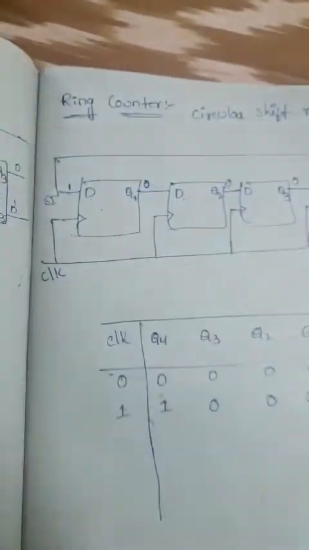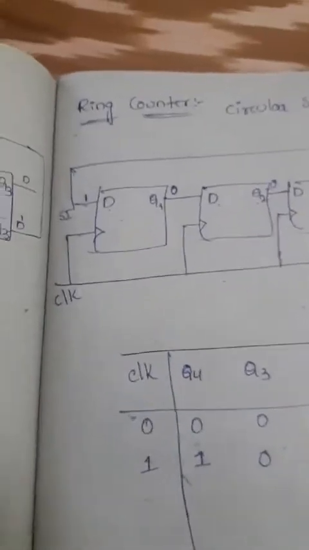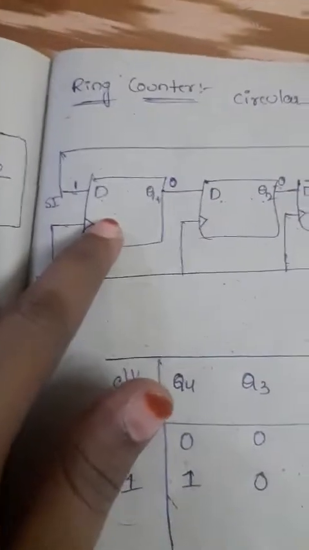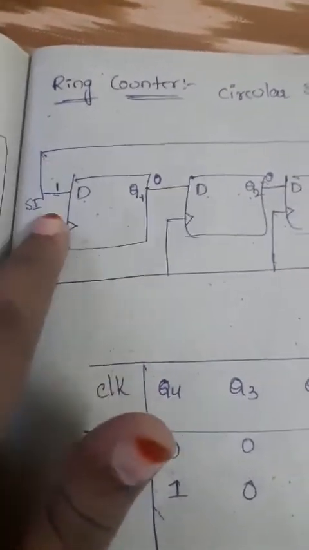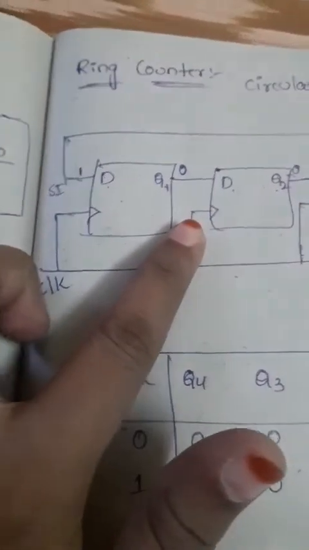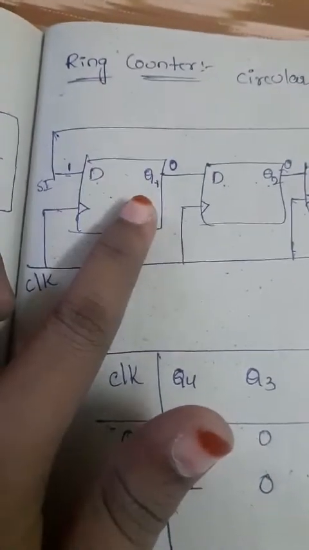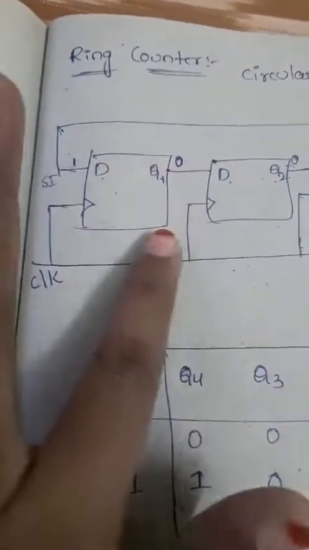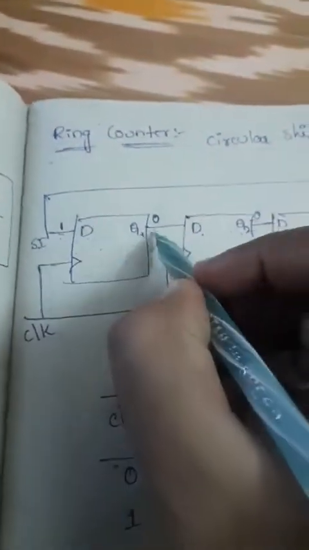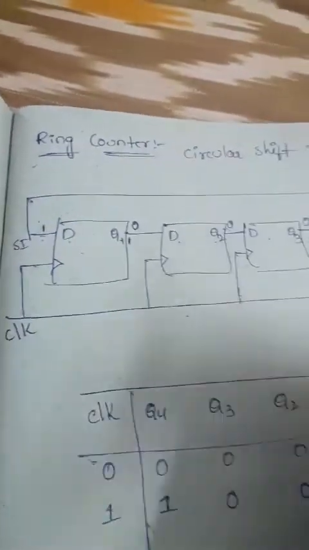So what is the main function of the data flip-flop? Whichever D flip-flop we are taking, its main function is that whatever input we are giving, that will be present as it is at the output side. So whatever input we give to the D flip-flop, as it is, that will be present at the output side. So here we are giving the 1 now, so that 1 will be present at the Q1 output.